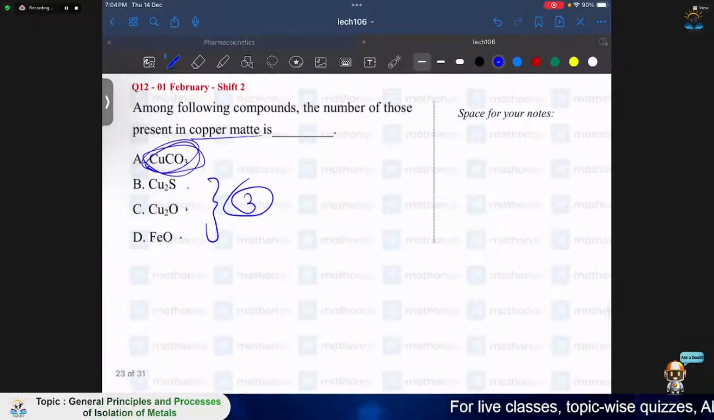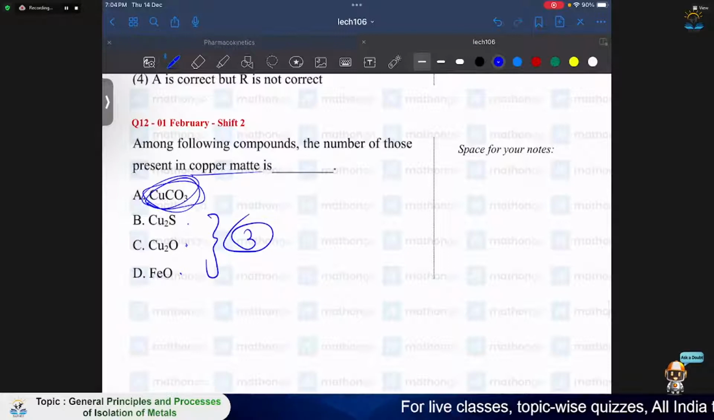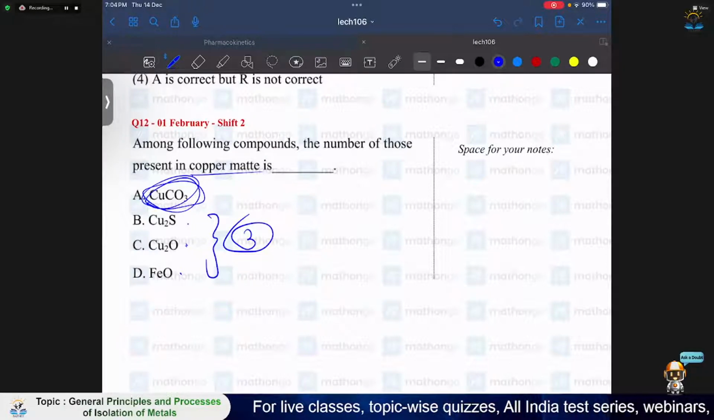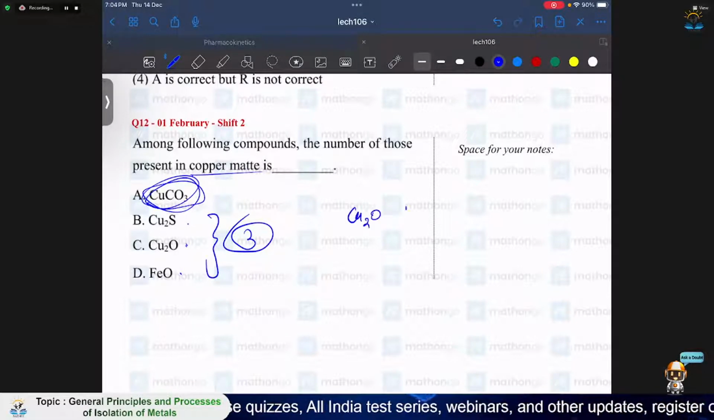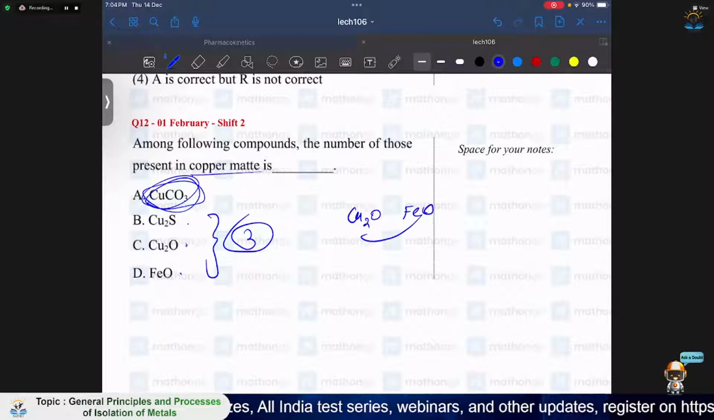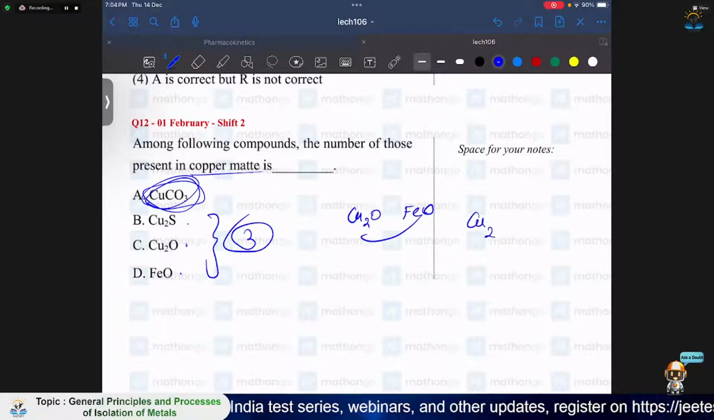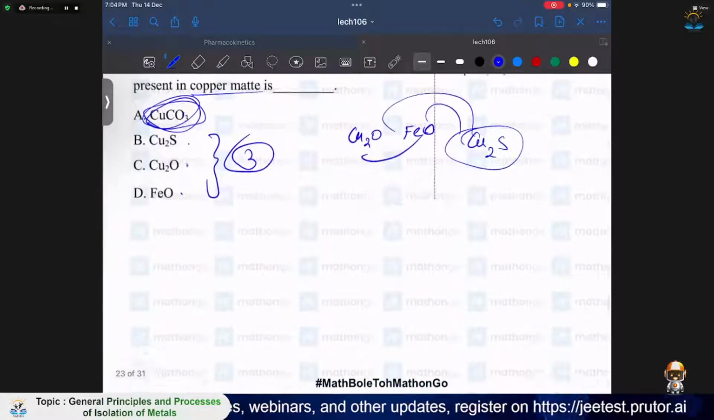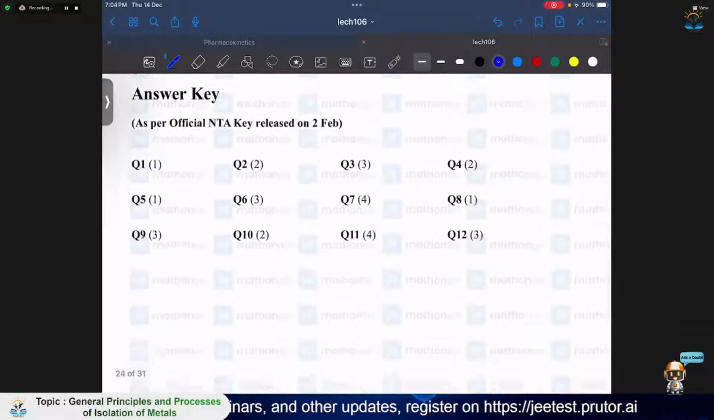Because if you remember what copper matte is, after putting the copper sulfide in the reverberatory furnace, you get copper matte. Copper matte consists of mainly these two, but some Cu2S might also be present. There is no chance of copper carbonate. Okay, so we remove it.